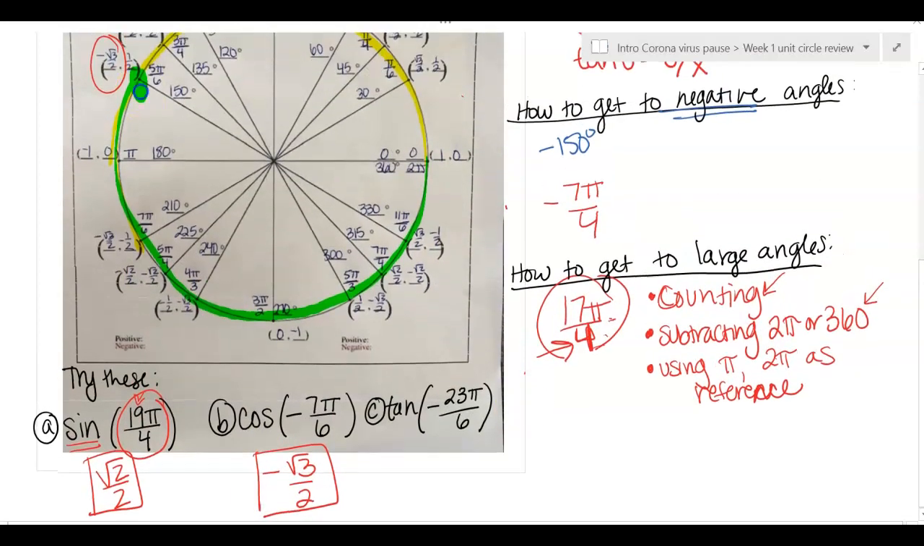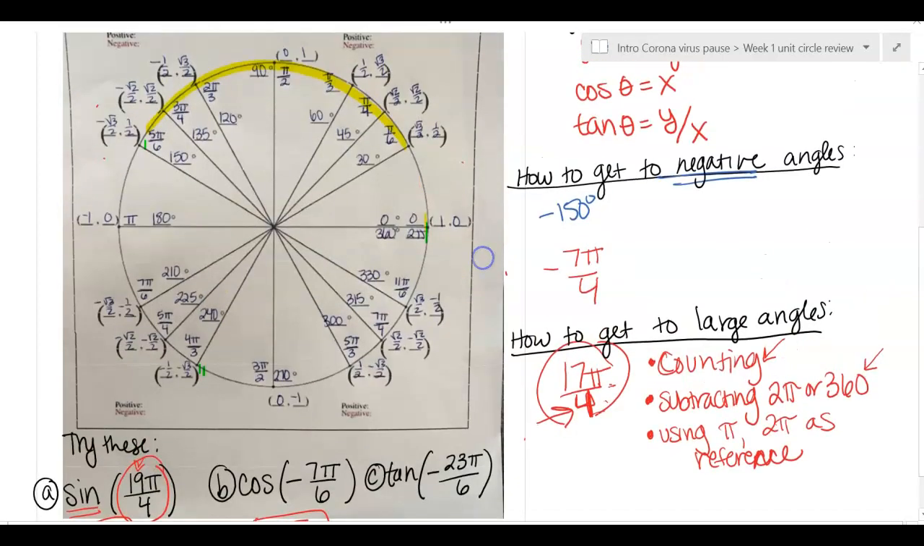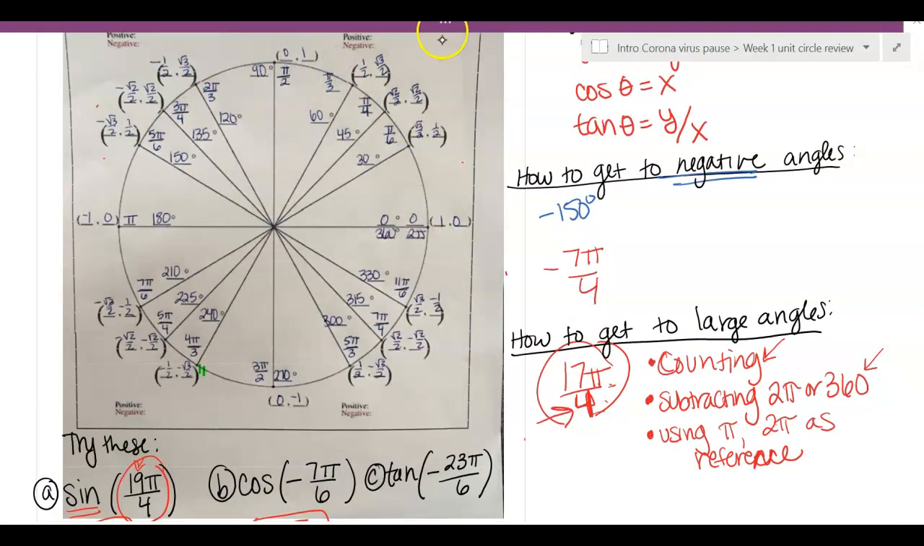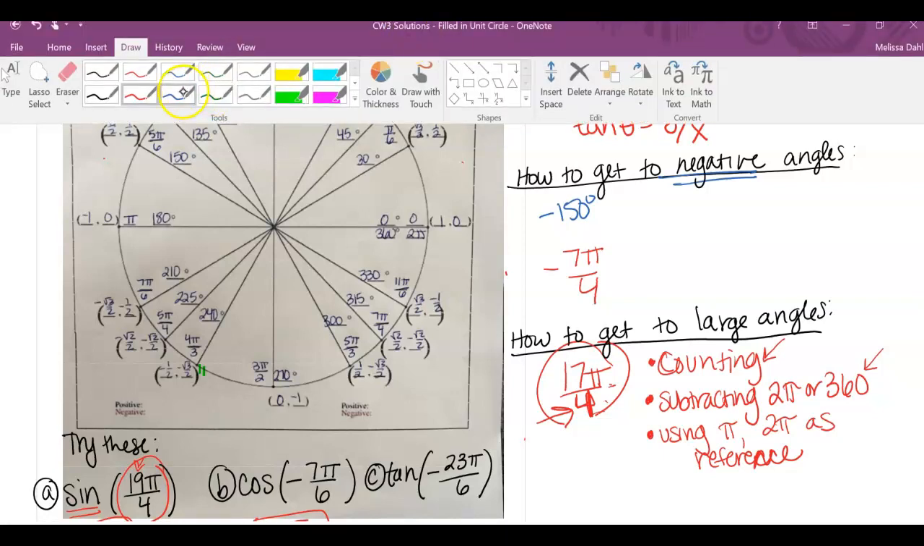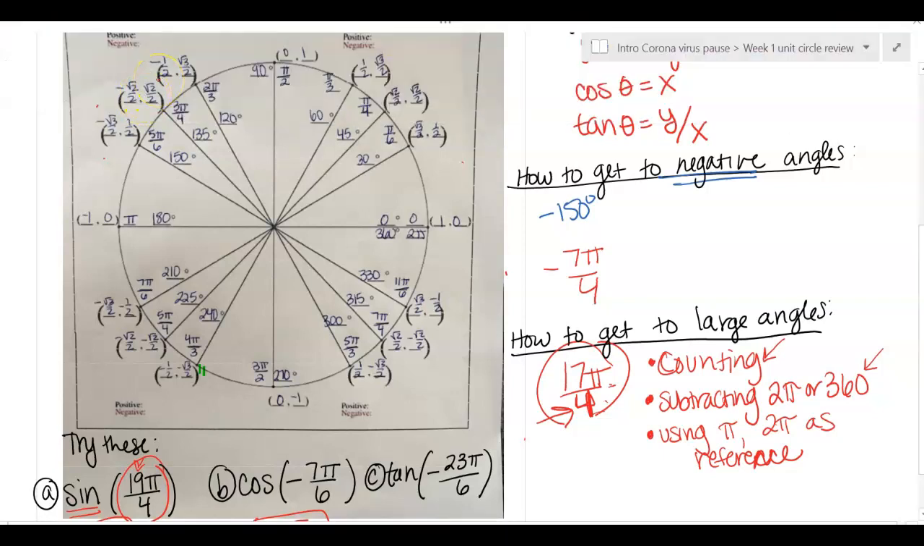The last angle I'm going to look at looks large and has a negative, so I'm looking at part C here. So it has tangent of negative 23 pi over 6. So I see that sixth. I'm going to try to think of everything as a world of sixes. So this is 0. This is pi, but I'm going to think of it as 6 pi over 6. And then getting back here is 2 pi, but I would think of it as 12 pi over 6.